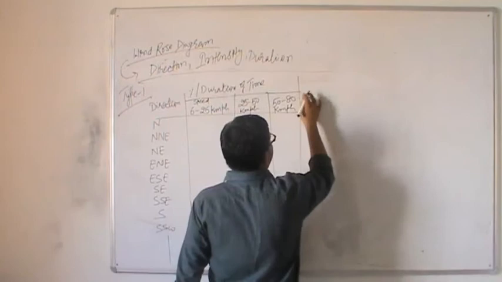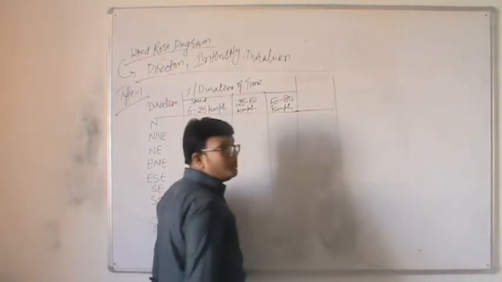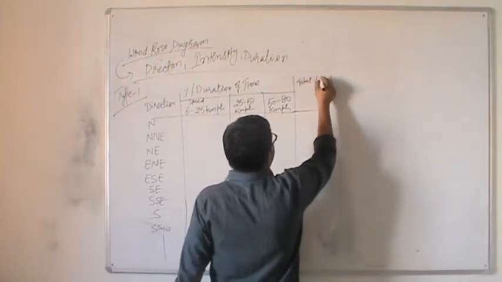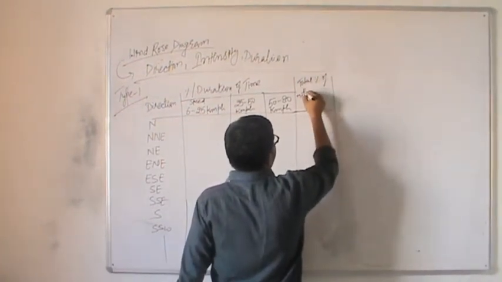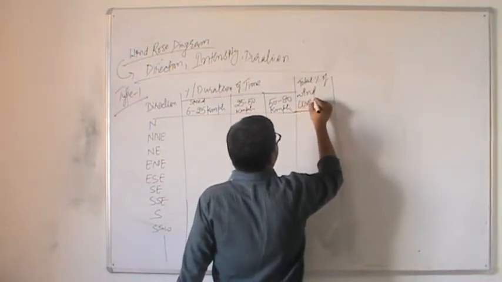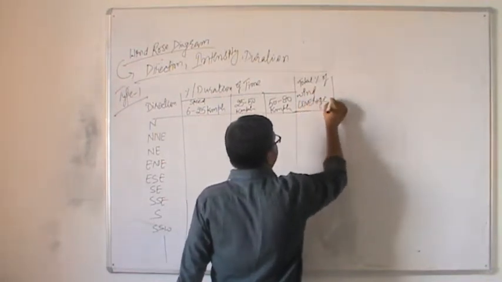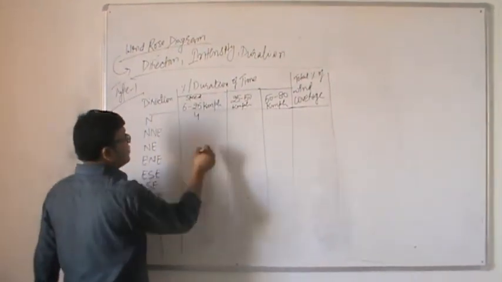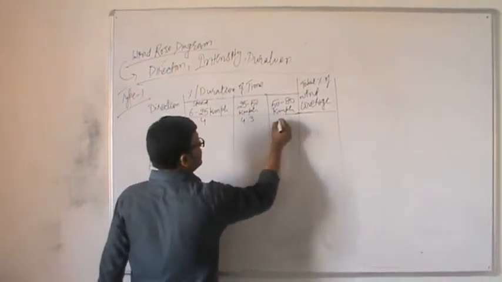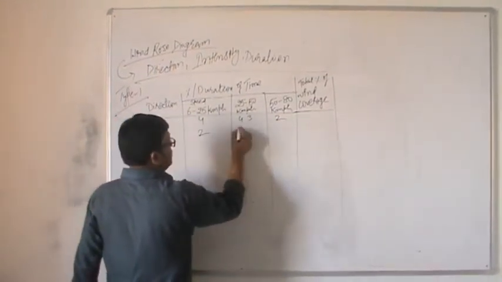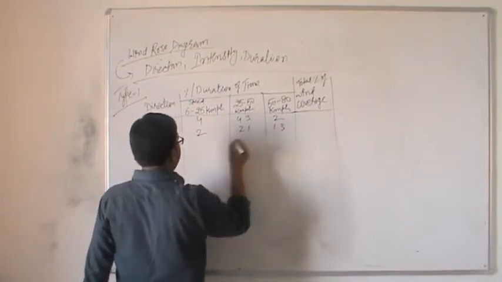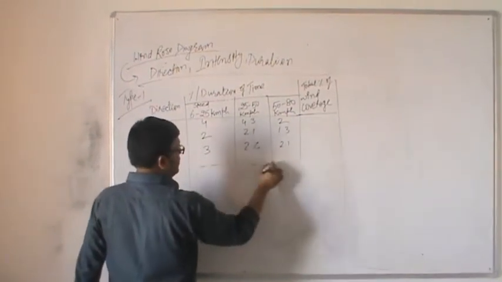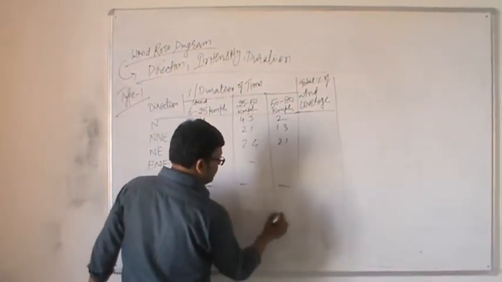Then you have to find out the total coverage or total percentage of time, the total percentage of wind coverage. So like this, the data will be given, like we can say 4%, 4.3, or 2%, similarly 2.1, 1.3, 3%, 2.6%, 2.1%, and so on. The data will be given to us.